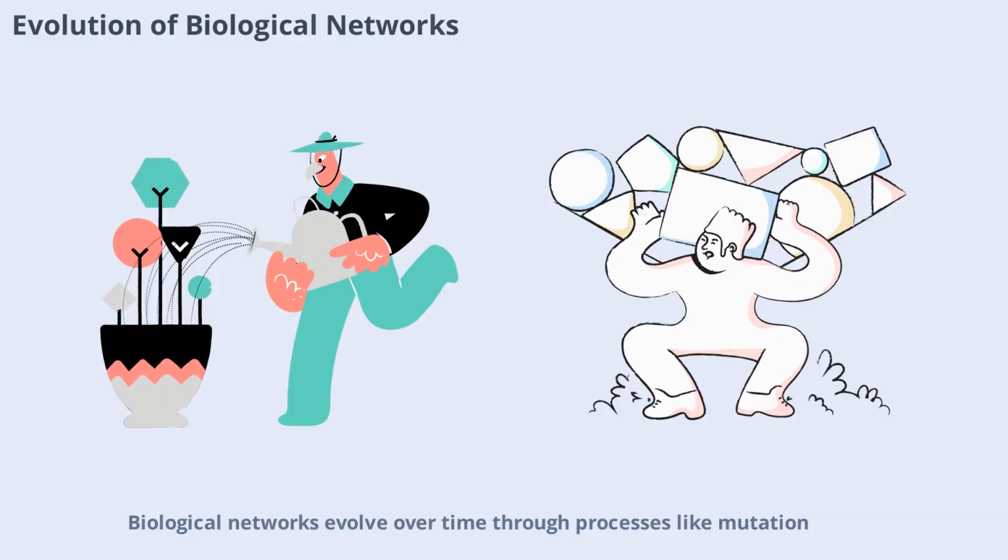Biological networks evolve over time through processes like mutation, duplication, and selection. These changes can create new connections, remove old ones, or alter network topology. Studying network evolution helps us understand how complexity and diversity arise in living systems.